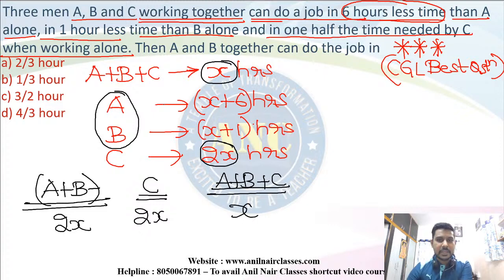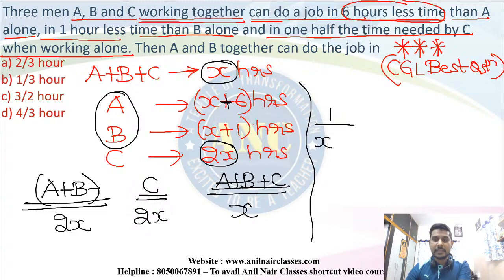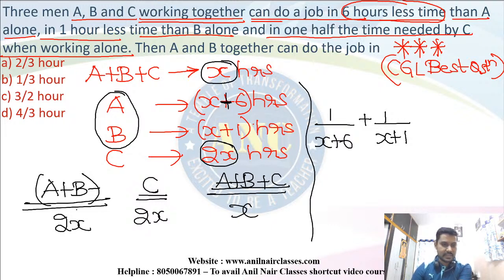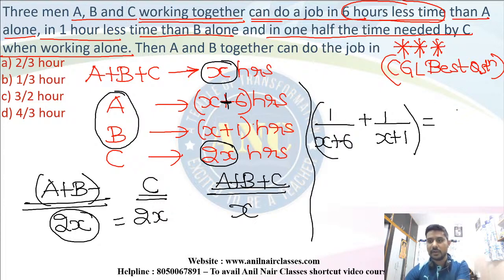Can I say that A plus B is nothing but, to complete one task, they will take X plus 6 hours? So in 1 hour, they will be doing 1 divided by X plus 6. This is A's contribution, and similarly C's contribution in 1 hour is 1 divided by X plus 1, right? This is B's contribution. So can I say that A plus B is nothing but this particular thing, that is exactly equal to whatever C is doing alone in 1 day. That is nothing but 1 by 2X, right?